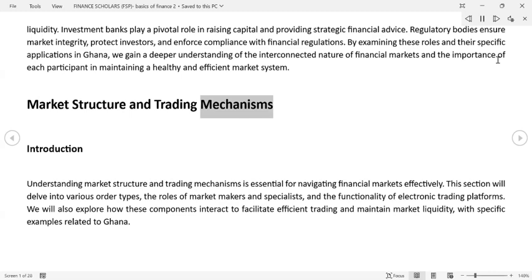Market structure and trading mechanisms. Introduction. Understanding market structure and trading mechanisms is essential for navigating financial markets effectively.